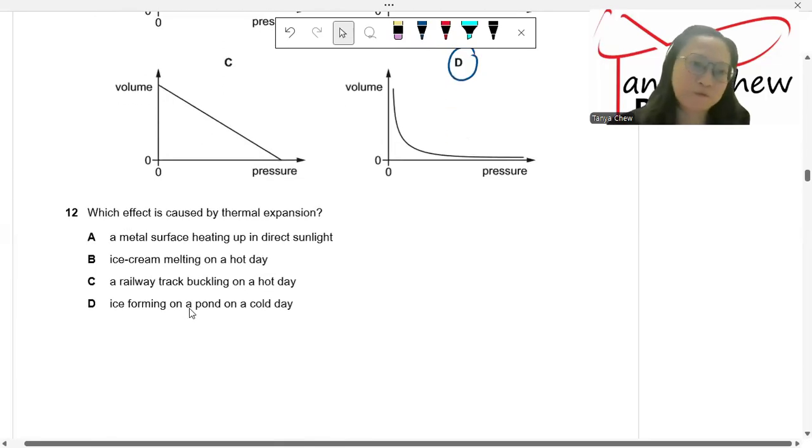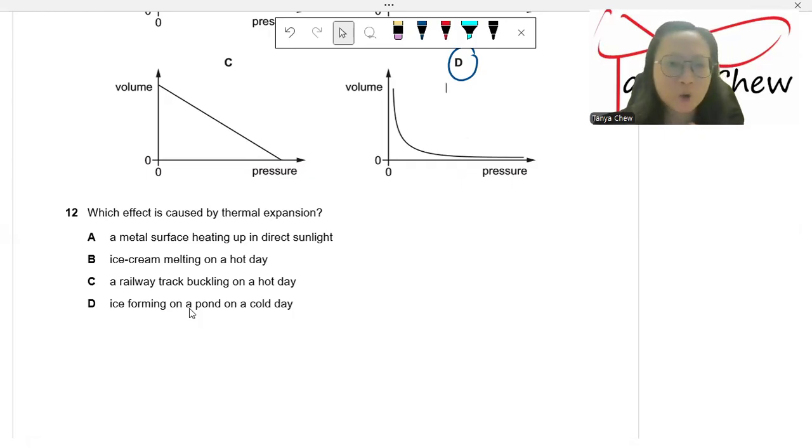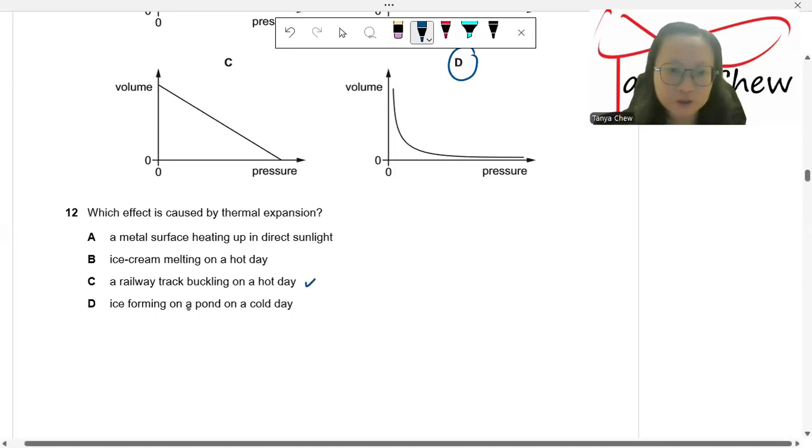Now, question number 12, which effect is caused by thermal expansion? Let's look at A first. A metal surface heating up in direct sunlight. Is it thermal expansion? B, ice cream melting on a hot day, would not be caused by thermal expansion because this is just a mere melting process. C, a railway track buckling on a hot day, which is true because the railway is made of metal. They will have a little bit of space there in order for that metal to expand. C is the correct answer, but I'll look at D first.